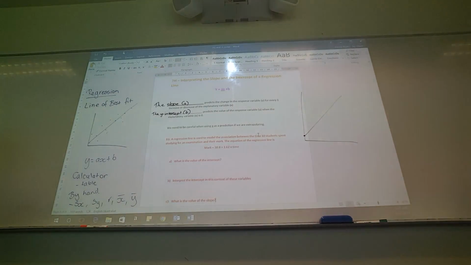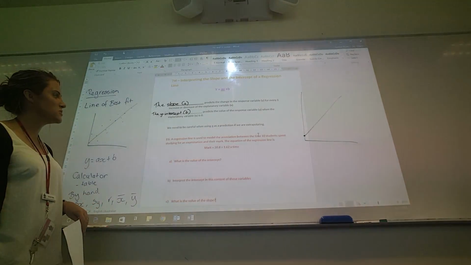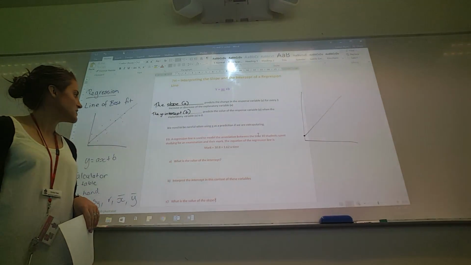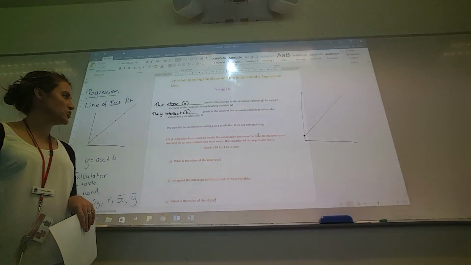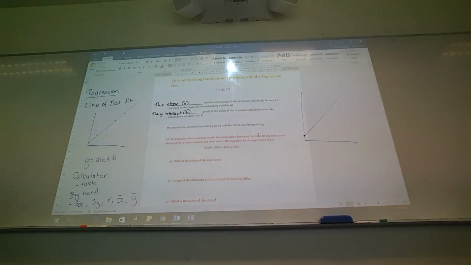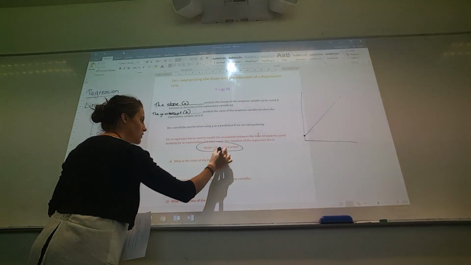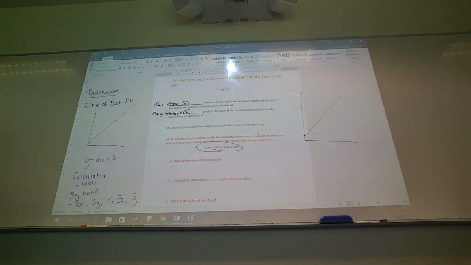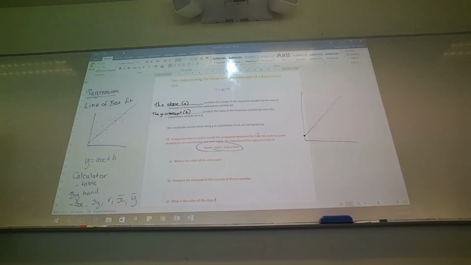Okay, so we have an example. A regression line is used to model the association between the time 10 students spent studying for an examination and their mark. The equation of the regression line is below. So we're just going to look at this and we're just interpreting what this means in terms of our data. So from looking at this equation, what is our intercept?